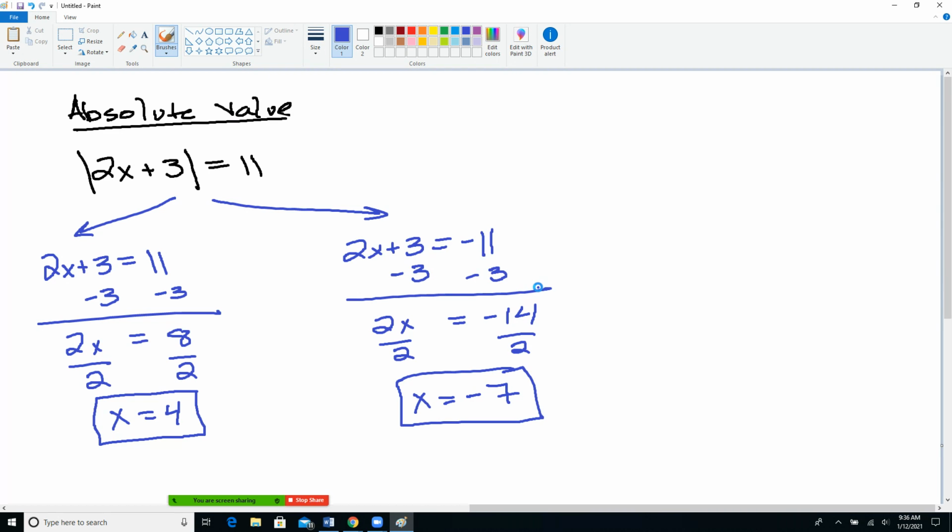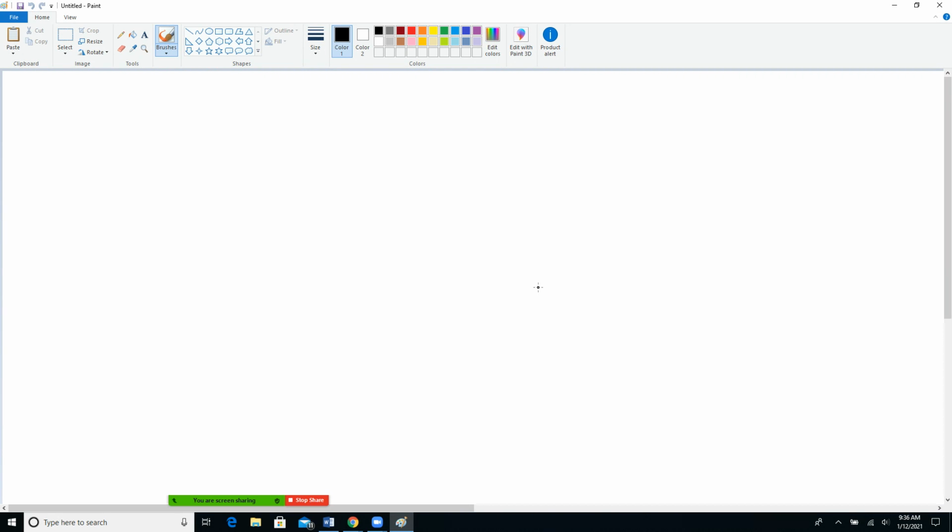Now, what if I had an absolute value where some of the things were inside and some of the things were outside? So let's say I have -2 plus 4 times the absolute value of 2x plus 8 equals 50. Let's say I had this problem.